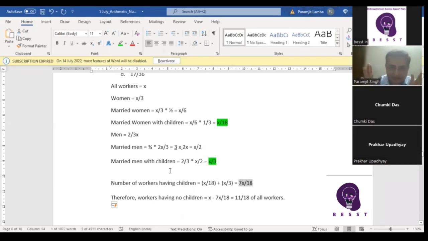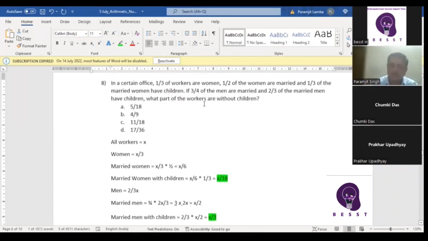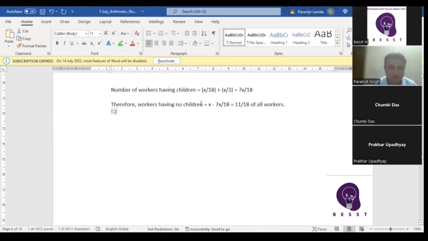So if we subtract the number of workers having children, 7x by 18, from the total number of workers, which was x, we get the number of workers without children. So x minus 7x by 18 is equal to 11x by 18, that is 11 by 18 of all the workers. So workers having no children are 11 by 18.